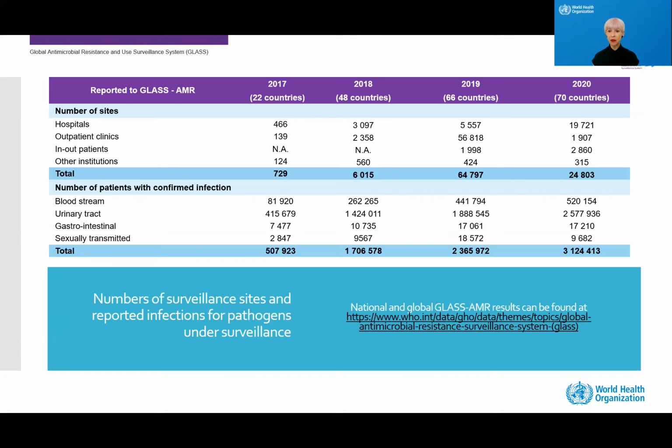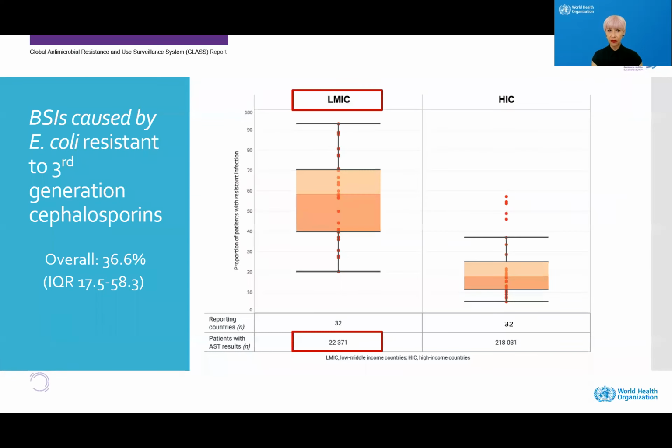data. And I put below the link to the WHO Global Health Observatory page, where you can find the visualization of the data reported at national level and the summary at global level, and also the summary of the SDG indicator. Talking about the SDG indicator, the reported rates for bloodstream infection caused by E. coli resistant to third generation cephalosporin were quite high. The median rate was almost 37%.